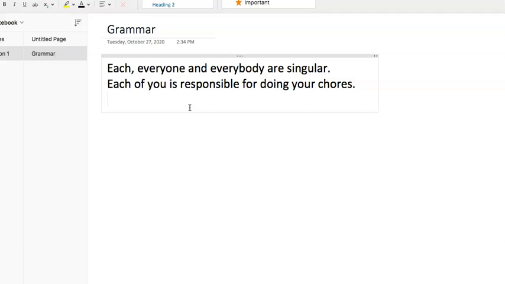And that's going to be the rule every time you see each, everyone, and everybody. That's one you just have to have locked in your mind. Each, everyone, and everybody are singular.